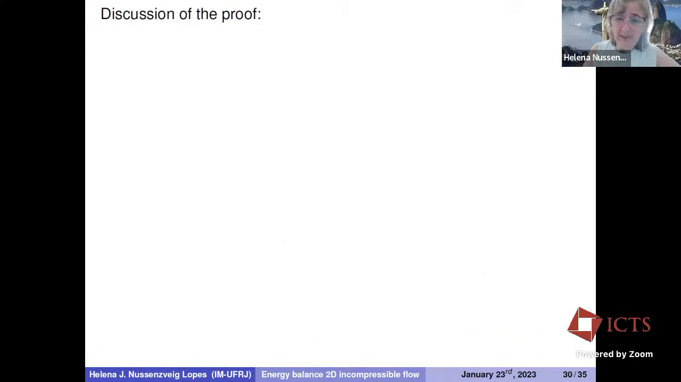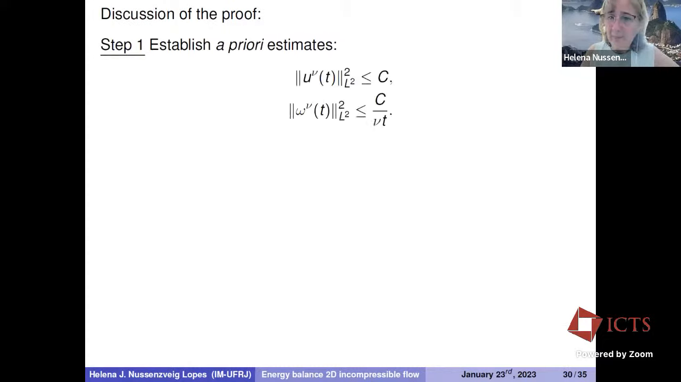Okay, I will briefly discuss the proof. Step 1, we establish a priori estimates. So this is non-trivial because of the forcing, but it's doable. The energy is bounded, and the L2 norm of the vorticity is bounded by a constant over nu times t. So note that even though you lose the estimate at t equals 0, for any positive time, the vorticity has finite entropy.